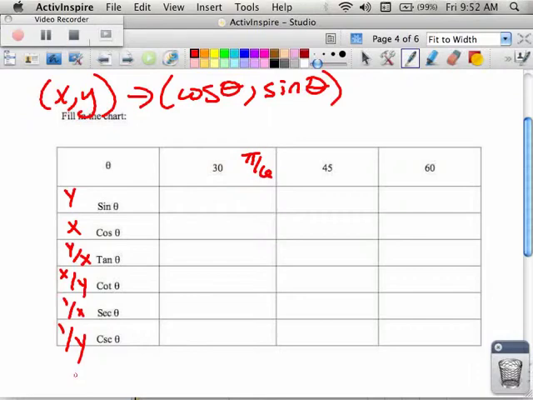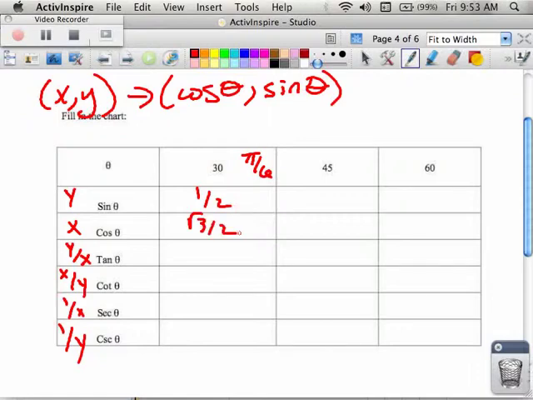Look at your unit circle. Look at the 30-degree angle. What's the y-coordinate of the 30-degree angle? Square root of 3 over 2. No. 1 over 2. 1/2. You know how I know that? Pi over 6. 2, 3, 4, 6. Sine is the y value, 1 over 2. That means the cosine is the other one, square root of 3 over 2.